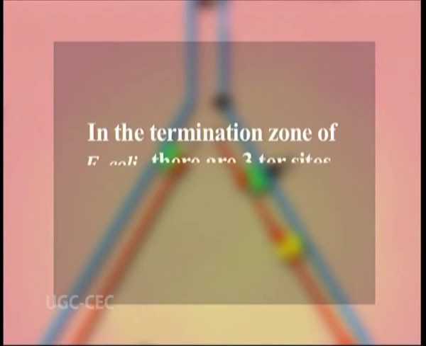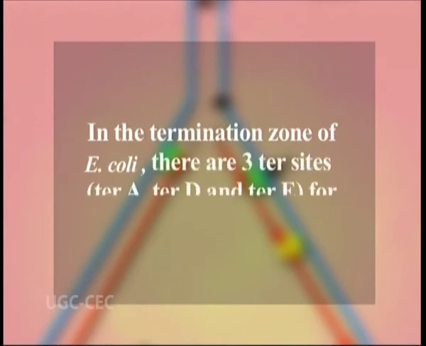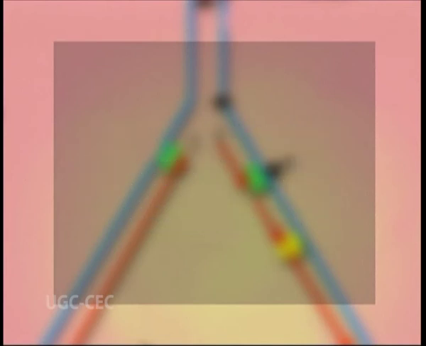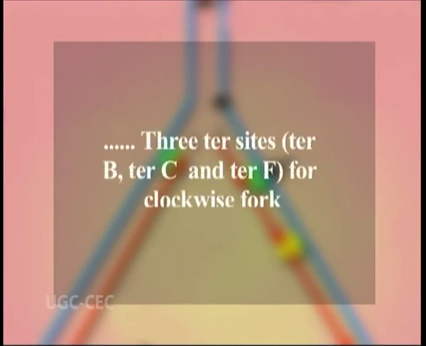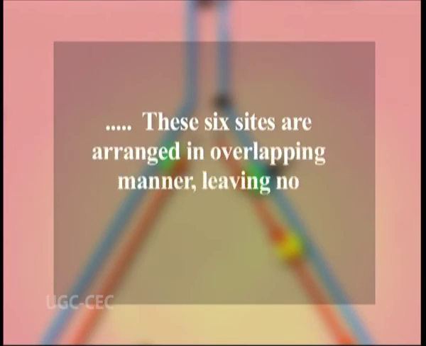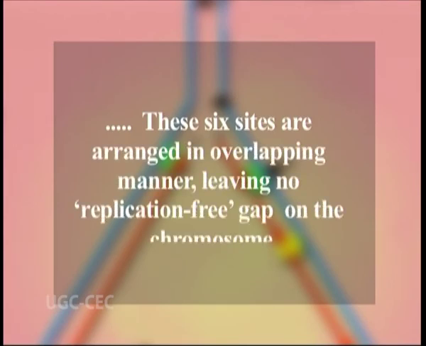In the termination zone of E. coli, there are three termination sites, termination A, termination D, and termination E for counterclockwise fork, and three termination sites, termination B, termination C, and termination F for clockwise forks. These 6 sites are arranged in overlapping manner, leaving no replication-free gap on the chromosome.